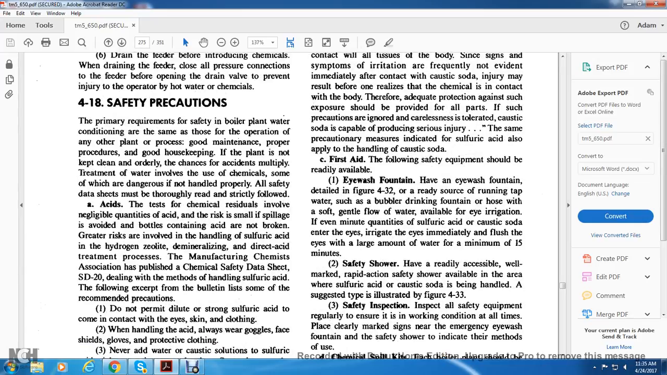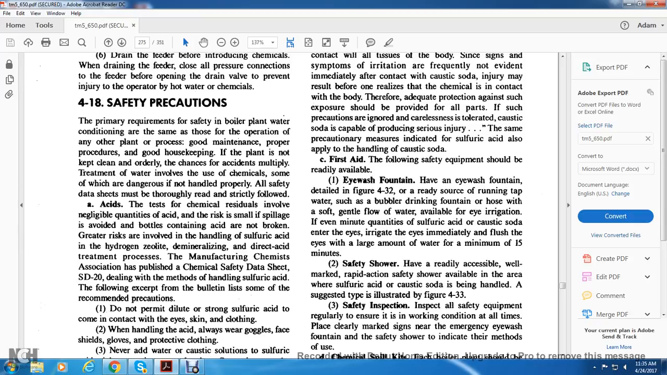4-18. Safety precautions. Primary requirements for the safety of the boiler plant water conditions are the same as for the operation of any other plant process: good maintenance, proper procedure, good housekeeping. If the plant is not kept clean and orderly, the chance of accidents multiplies with the treatment of the water involved with the use of chemicals, some of which are dangerous if not handled properly. Also, safety data should be thoroughly read and strictly followed.